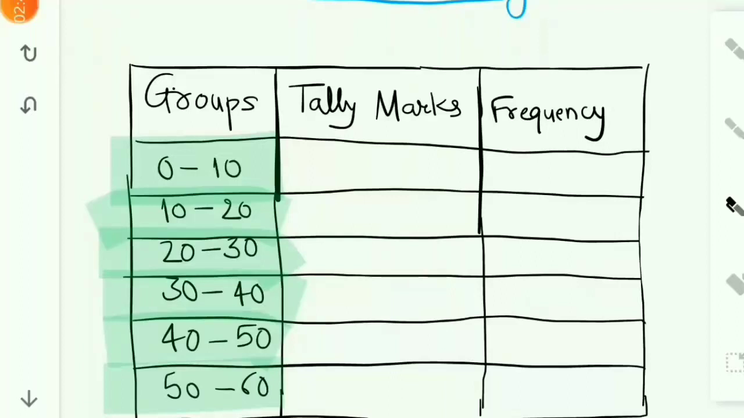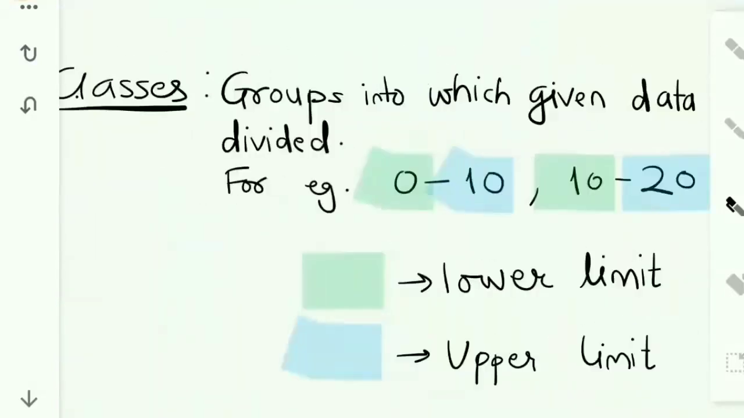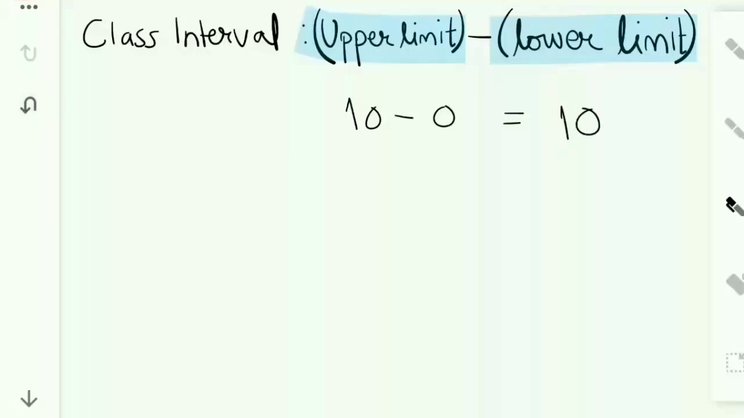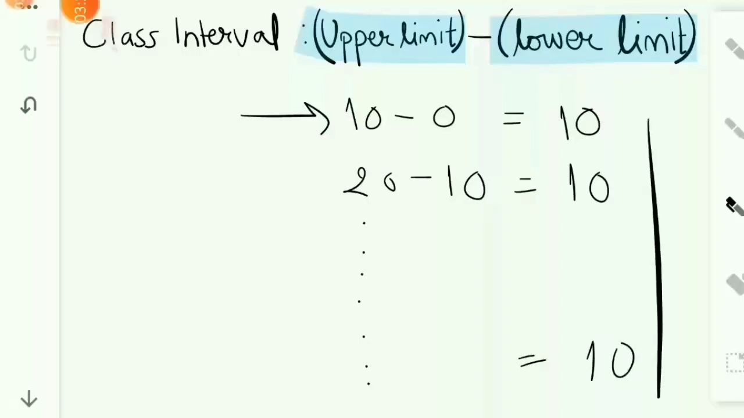You might have also noticed that all of these classes are of 10 marks each. 0 to 10 has 10 marks, 10 to 20 has 10 marks. So this is called class interval. This class interval is the difference, upper limit minus lower limit. In this case, we have 10 minus 0 equal to 10. Right, so class interval here is 10. 20 minus 10 is also 10. In each class you will find that class interval is 10.